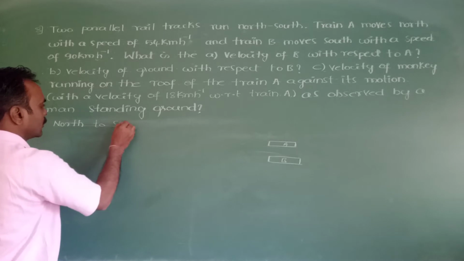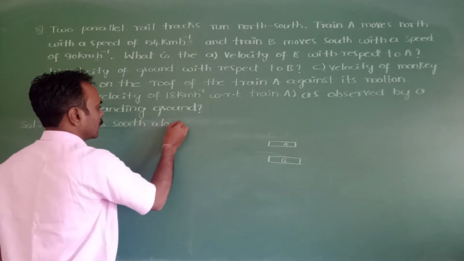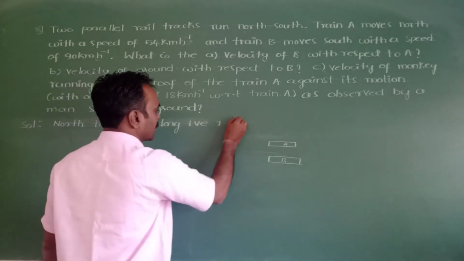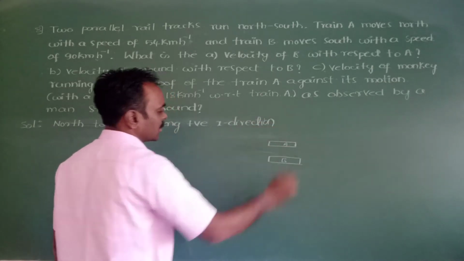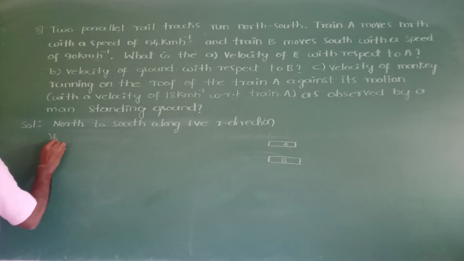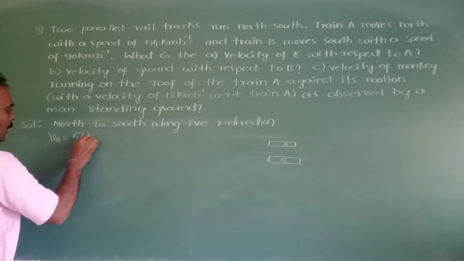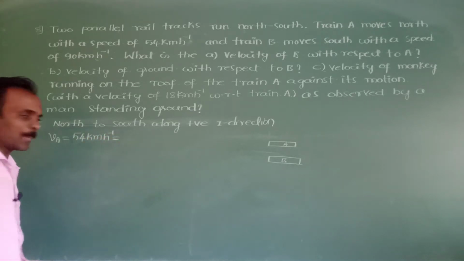North to south along positive x direction. So it means here we have to consider the velocity of A positive. So the velocity of A given is 54 km per hour. Convert it into meter per second.